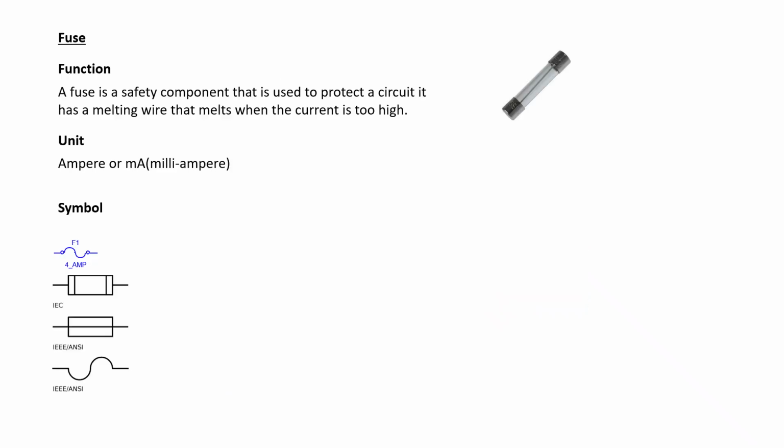The fuse. Function. A fuse is a safety component that is used to protect a circuit. It has a melting wire that melts when the current is too high. The unit is ampere or milliampere at which this wire will melt. And here's a couple of symbols at the bottom.